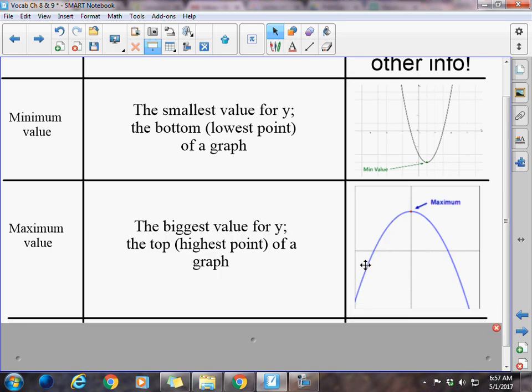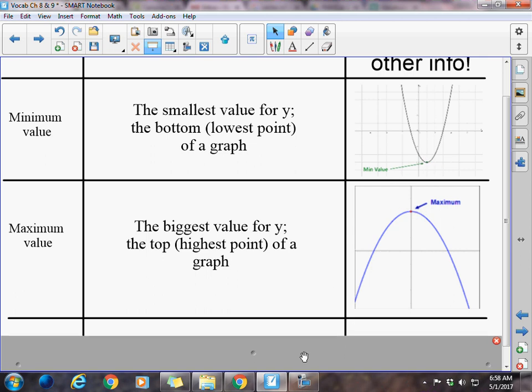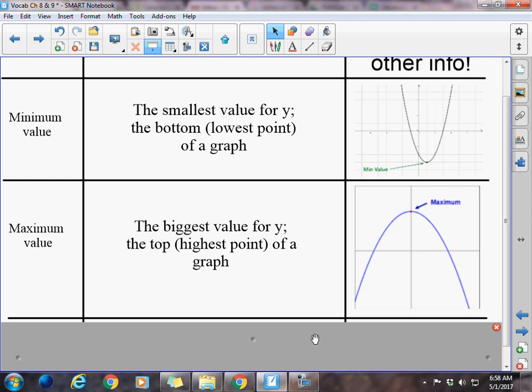So you either get an upside down parabola with a highest point and no lowest point because it keeps going, going, going, or you get a regular parabola with a lowest point and no highest point. So it'll either be a highest point or a lowest point, and we call that a maximum or a minimum value. They're usually one of the interesting parts we want to know about what's happening with the quadratic in a real life situation.